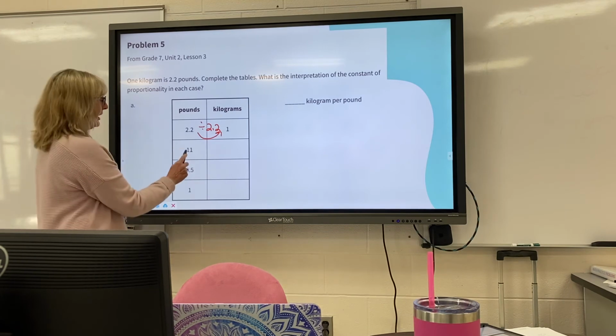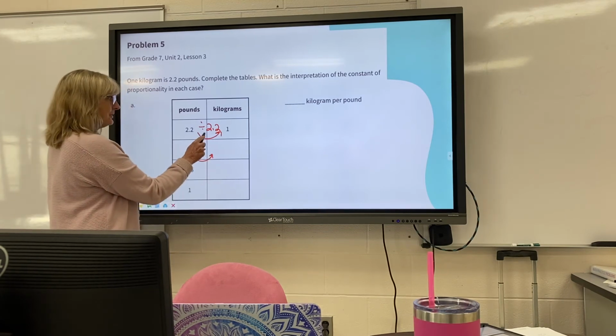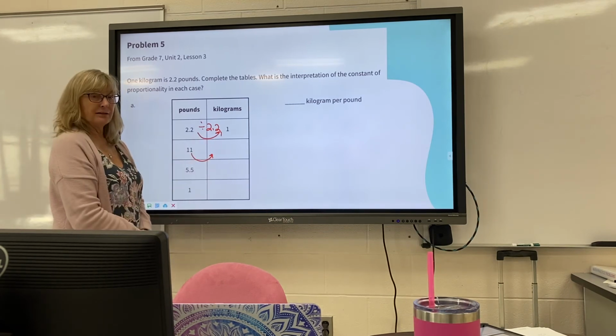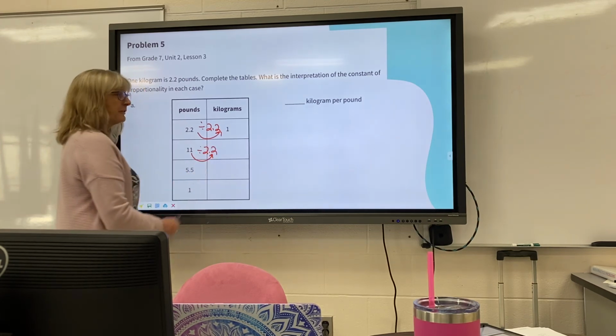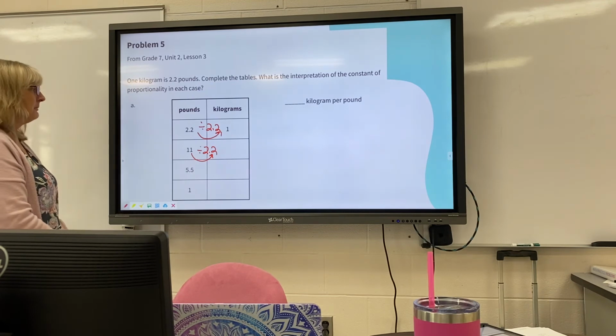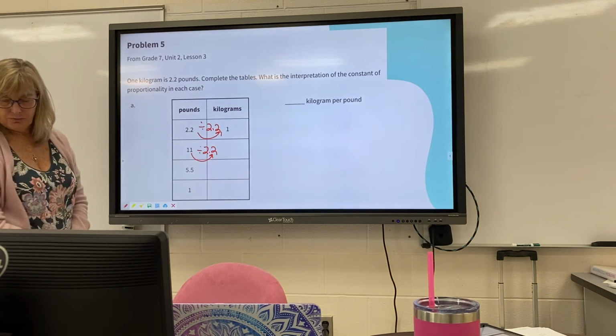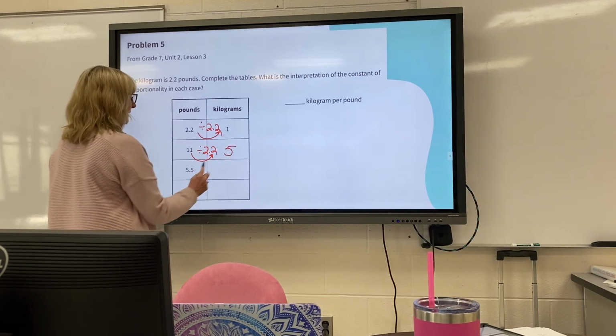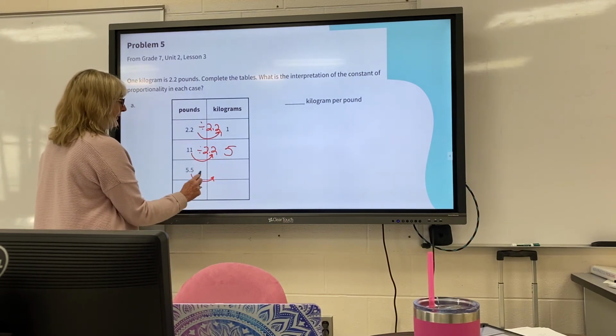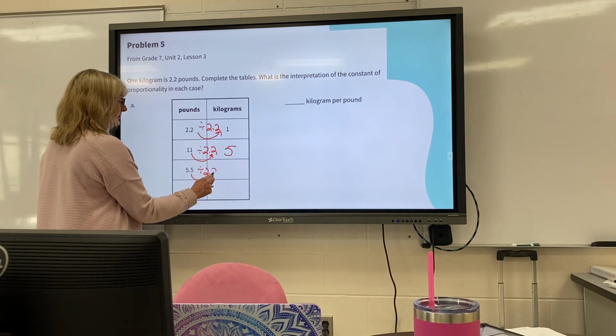Okay. Yes. If I do that here, do I have to do it here? Yes. In order for it to be proportional. Good job. So what is 11 divided by 2.2? 5. Okay. What is 5.5 divided by 2.2? 2.5.